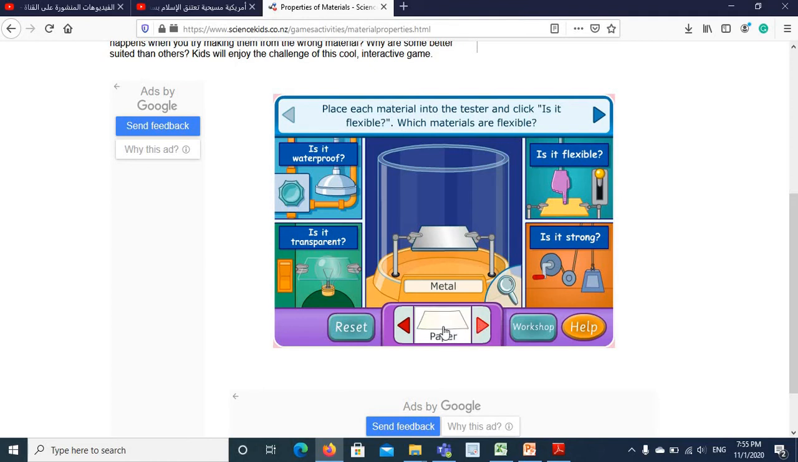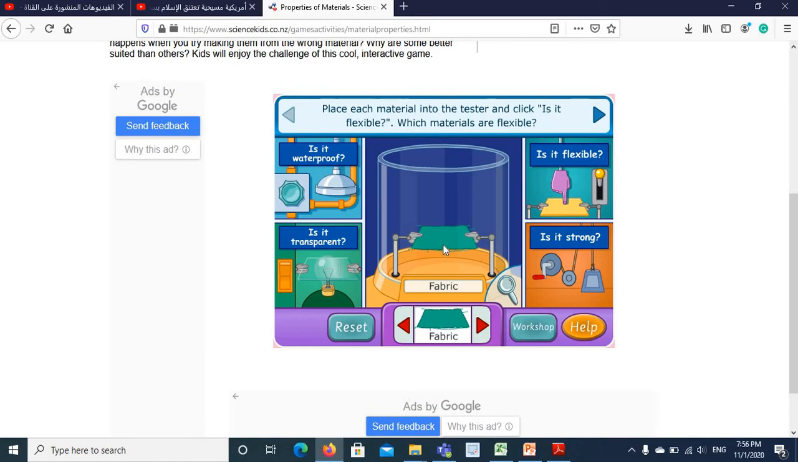Let's test paper now. What do you think, grade 2? Does paper soak up water or not? Think about it and let's see. Yeah, it soaks up water. Interesting. Let's see if it's flexible or not. It's flexible. Is it strong? No, it's not. Is it transparent? No, again, it's not.